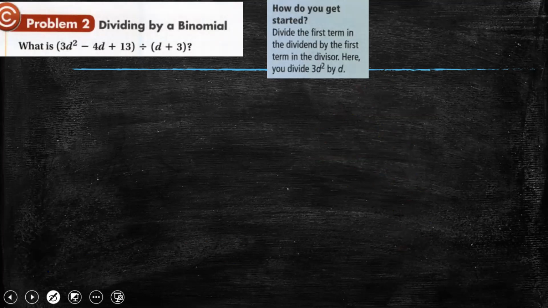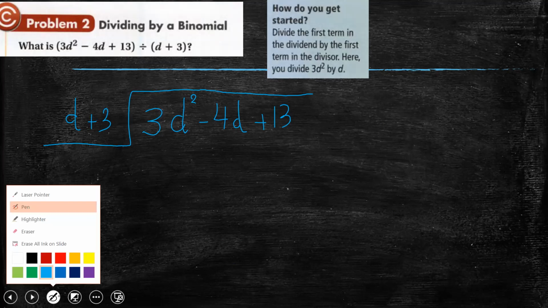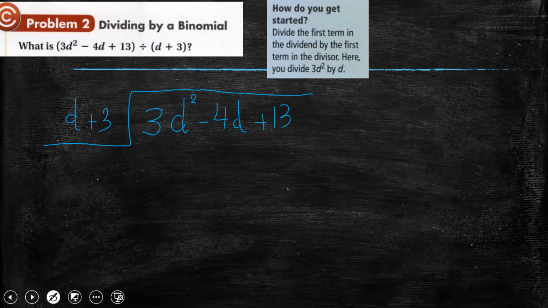Look at here. The first step, we write 3d squared minus 4d plus 13 divided by d plus 3. Then, how did you get started? Divide the first term in the dividend by the first term in the divisor.